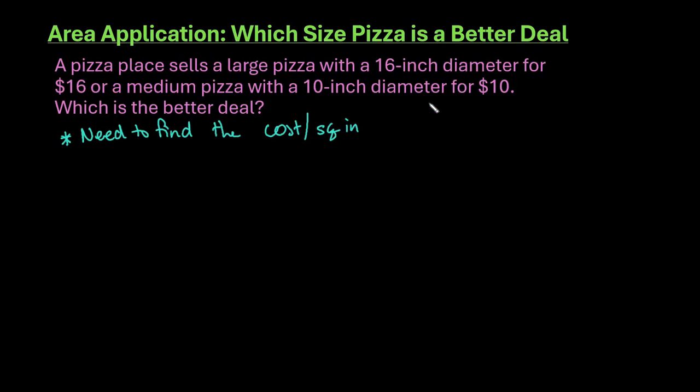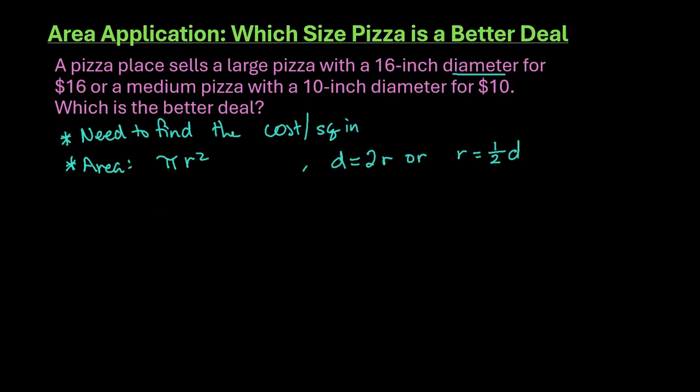Okay, so in order to compare these, we need to find the area. To find the area of a circle, remember that it is pi r squared. And since they give us the diameter, remember that the diameter is 2 times the radius, or we could say that the radius is 1/2 of the diameter. Okay, so that's the information we need to solve this, and that's our understanding of what is happening.